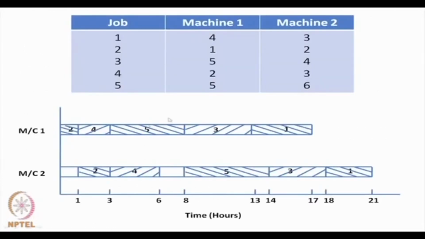Now, let us apply this to this problem. Here there are 2 machines, machine 1 and 2. A job goes through both machines in the same sequence, first machine 1 and then machine 2. Job 2 also in the same sequence, 3 same sequence, 4 same sequence, 5 same sequence, but the operation times are different. Job 1 takes 4 hours in machine 1 and 3 hours in machine 2, like that, job 2 takes 1 and 2 hours in machine 1 and 2.